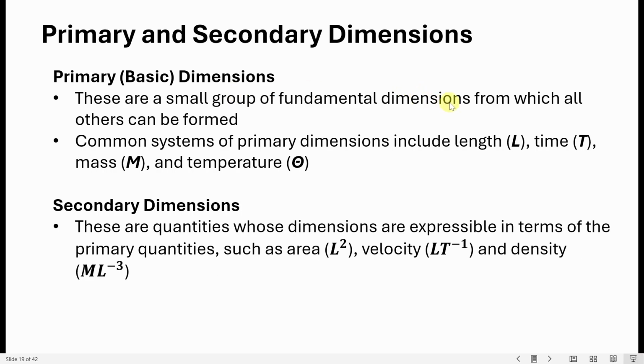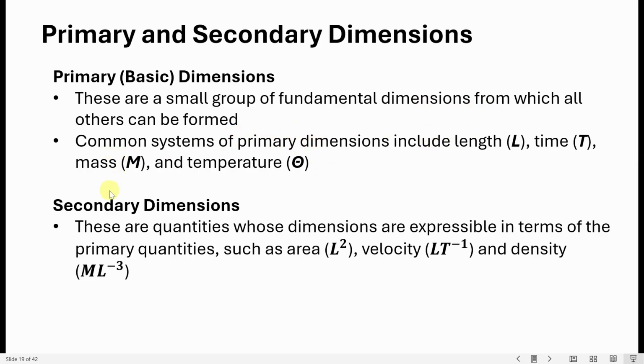We have two types of dimensions, the primary dimension and the secondary dimension. The primary dimension is a small group of fundamental dimensions from which all others can be formed. The common system, which is important for our case, includes length, time, mass, and temperature. These are the primary dimensions. You cannot create these dimensions from any other dimension. These are the most basic form of dimension.